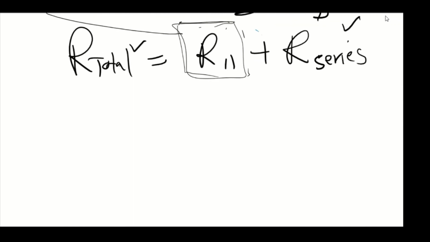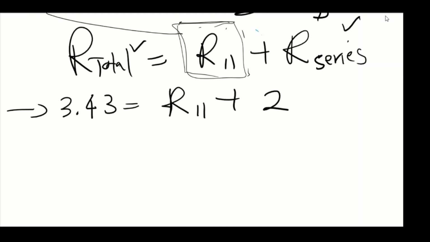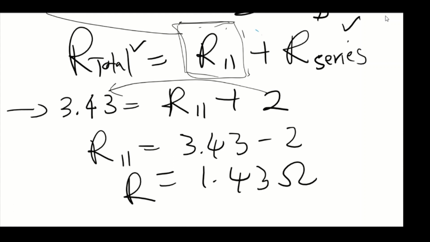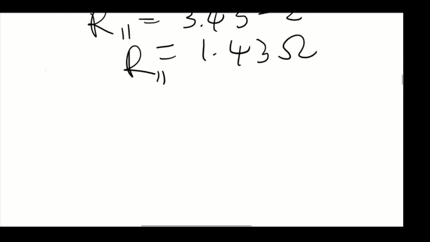So the R parallel is: 3.43, which is R total, is equal to R parallel plus R series, which is 2. Transpose the 2 to the other side, so you have your R parallel being equal to 3.43 minus 2, which is equal to 1.43 ohms. So this is your resistance in parallel, right?